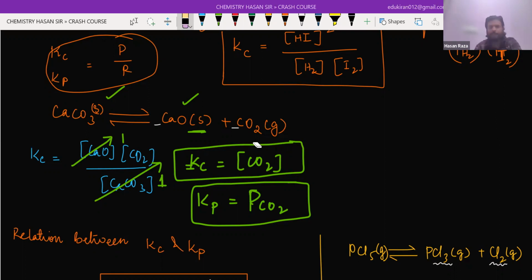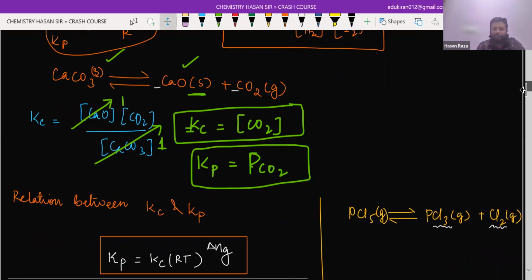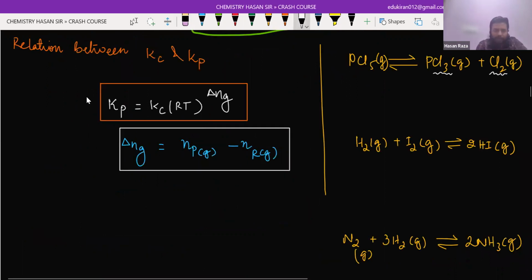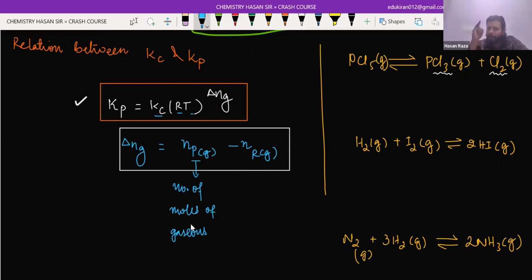Are you done with this? Yes, sir. Now there is a relation between Kp and Kc. Kp is equal to Kc into RT raised to the power delta Ng. This is your Kc, R is the gas constant, T is the temperature, and delta Ng is the number of moles of gaseous product minus gaseous reactant. We are not talking about aqueous, solid or liquid. You just need to take the number of moles of gaseous product.